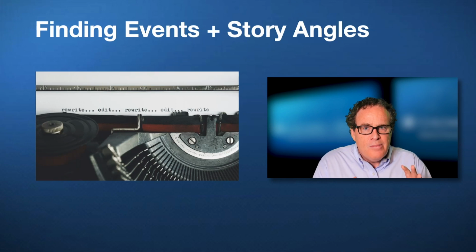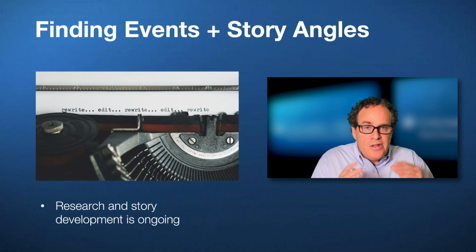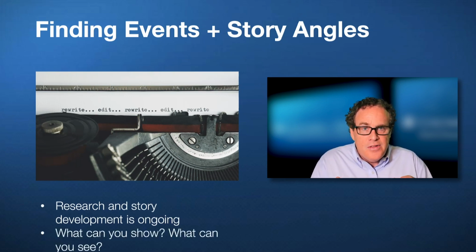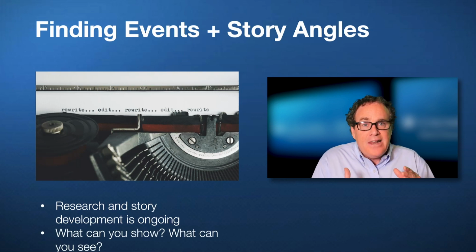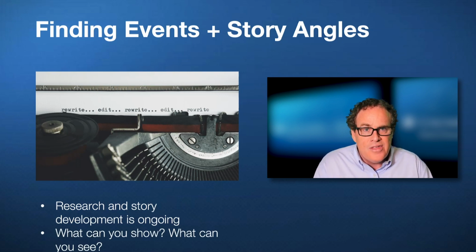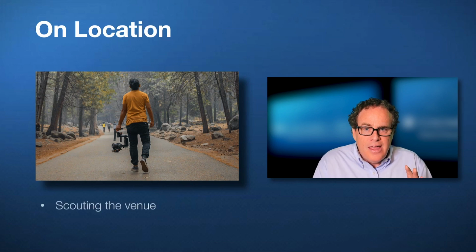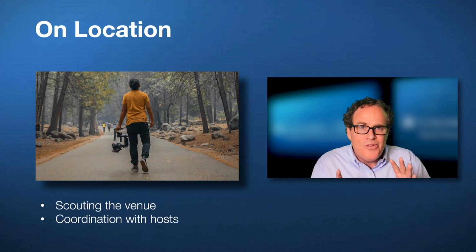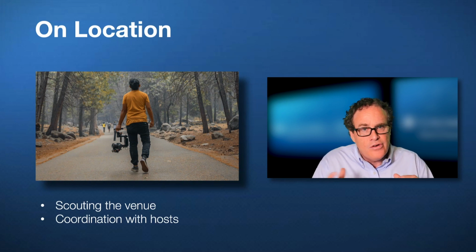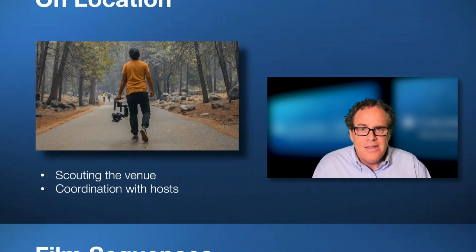It's also important to remember that finding events and new story angles is an ongoing process. Very often during the production itself, research is ongoing and new things come up. Very often they're unexpected and they can often add a lot to the story. You want to be on the lookout for those things. You'll also want to think about the locations that you're filming. Ideally, you should scout them before you go to film and think about what sort of angles and story angles are possible. You'll also want to coordinate with your hosts to be able to get access and work out logistics of having your crew enter the building, things like this.